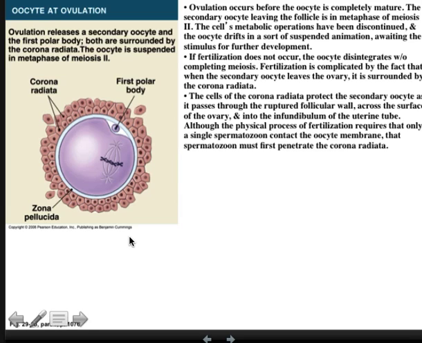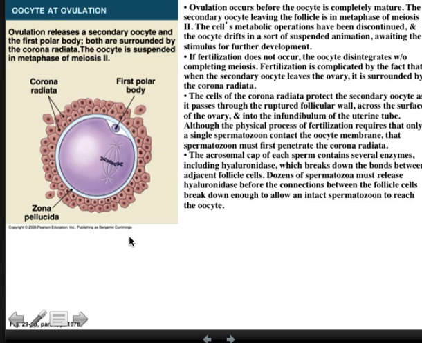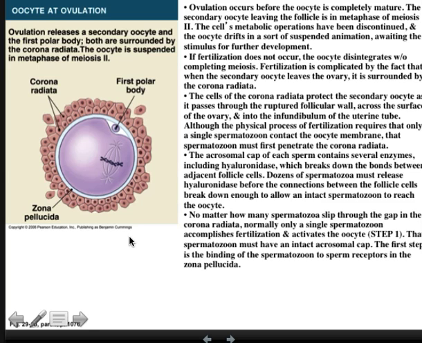Although the physical process of fertilization requires that only a single sperm contact the oocyte membrane, that sperm has to penetrate that corona radiata. The acrosomal cap of each sperm has a lot of enzymes, including hyaluronidase, that break down the bonds between the cells of the corona radiata. Dozens of sperm have to release this enzyme before the connection between the follicle cells breaks down enough to allow an intact sperm to reach the oocyte. No matter how many sperm slip through the gap in the corona radiata, normally only a single sperm accomplishes fertilization and activates the oocyte, as shown here in step 1.